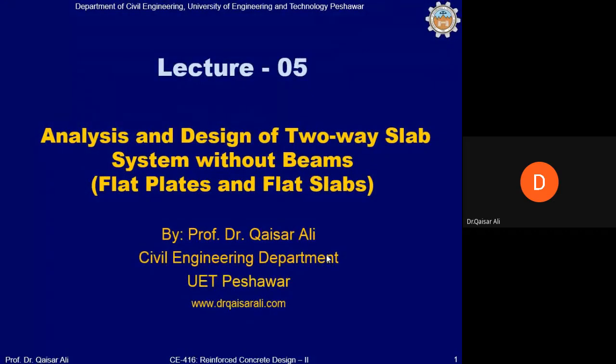Bismillah Rahman Rahim. Okay, today we will discuss the analysis and design of two-way slab system without beams. As you know, they are called flat plates when there are no drop panels or column capitals, and flat slabs when a drop panel or column capital exists. So in other words, we will discuss the analysis and design of flat plates and flat slabs.